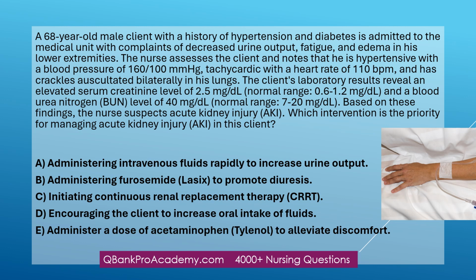The client's laboratory results reveal an elevated serum creatinine level of 2.5, normal range 0.6 to 1.2, and a blood urea nitrogen level of 40, normal range 7 to 20. Based on these findings, the nurse suspects acute kidney injury, AKI. Which intervention is the priority for managing acute kidney injury in this client?